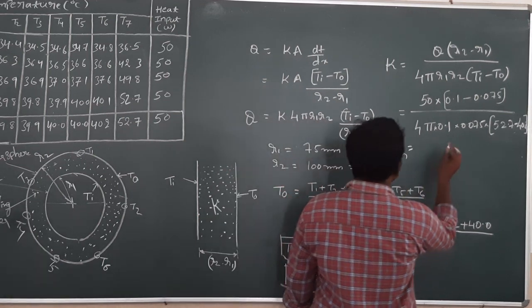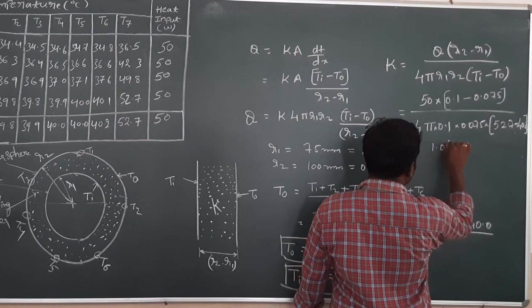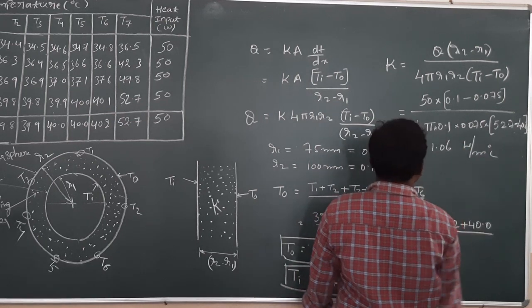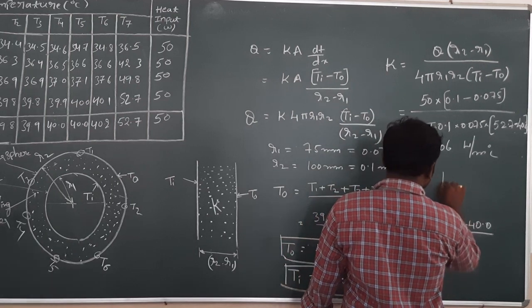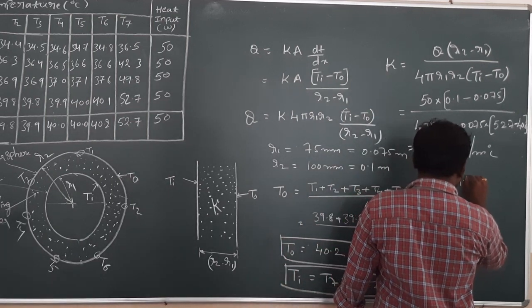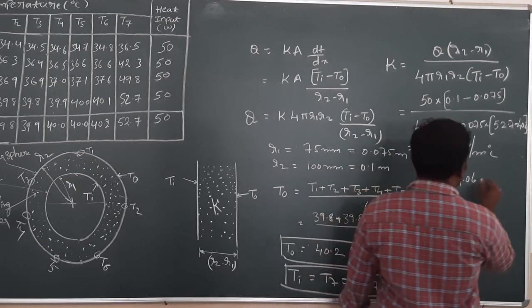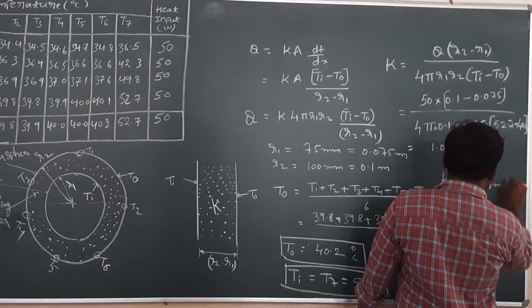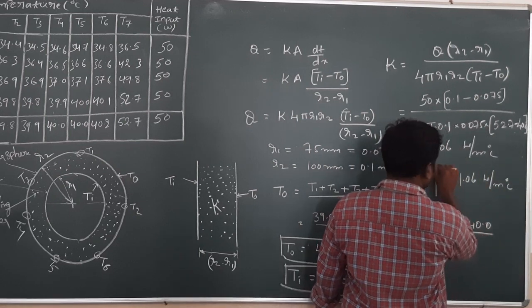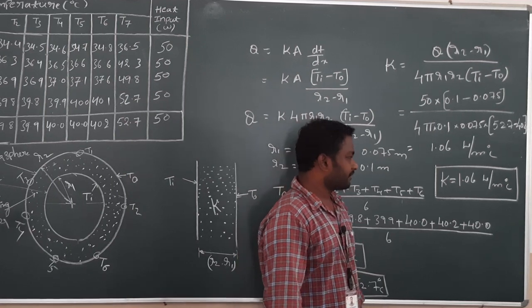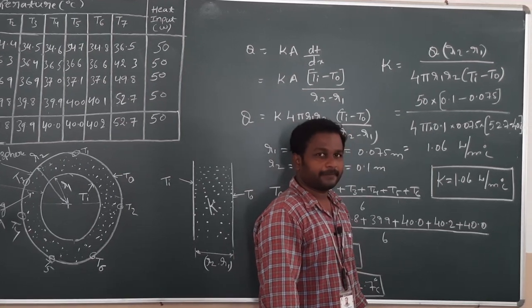So 1.06 watt per meter degree centigrade. Finally, the thermal conductivity of the insulating material is obtained by using the sphere in sphere method, or concentric sphere method, as thermal conductivity equal to 1.06 watt per meter degree centigrade.